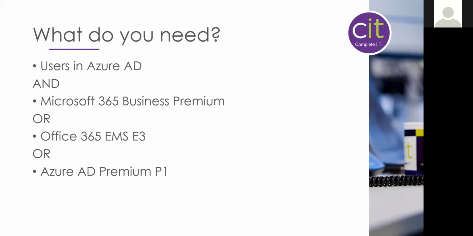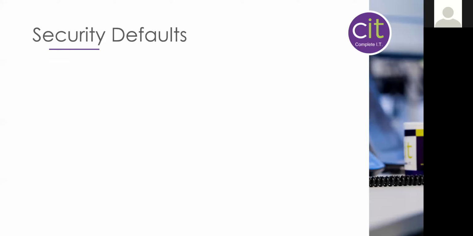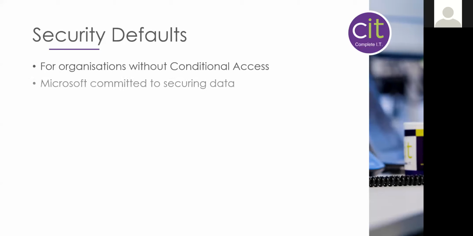Now, not all organizations will have or want to subscribe to one of those plans. So Microsoft have introduced something called security defaults. These are for organizations without conditional access. And it just shows Microsoft's committed to securing data, and more importantly, your data for your organization, because they include this as standard for any Office 365 plan, and even as part of the free Azure AD plan.